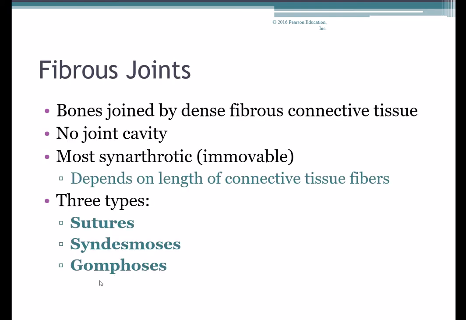In terms of the fibrous joints, they are connected by dense fibrous connective tissue. They do not have a joint cavity, so it's really just one end of the bone connected to another end of the bone through tiny, dense, fibrous connective tissue, essentially little ligaments almost. Most of the fibrous joints are synarthrotic, so they're immovable. The connective tissue fibers, if they're a little bit longer, might give a fibrous joint a little bit of give, but by and large, they're pretty immovable. And we have three types of fibrous joints.